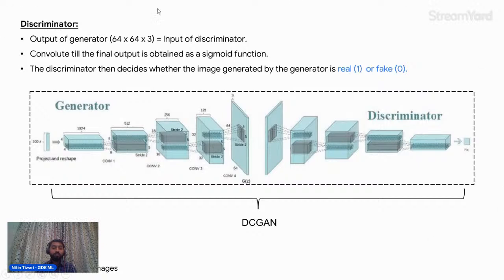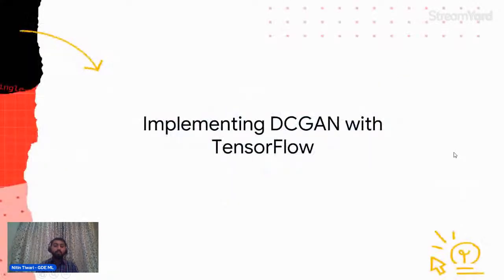If I merge these two together in a single image, this is exactly what DCGAN does. It takes the input and deconvolutes until it obtains this layer, which is given as output. This output is given as an input to the discriminator until it reaches the final point, a value between 0 and 1. So I think we are good to start with the implementation. I'll share my screen and you can follow along with me.